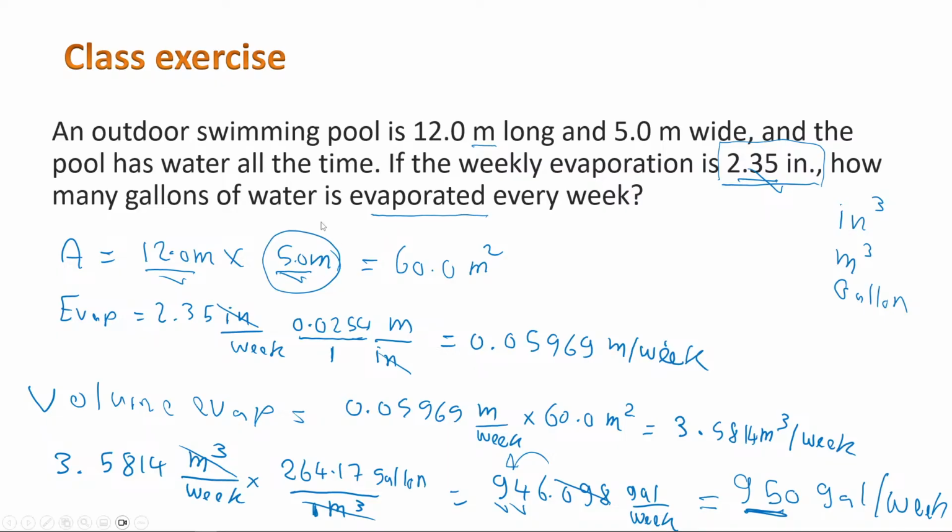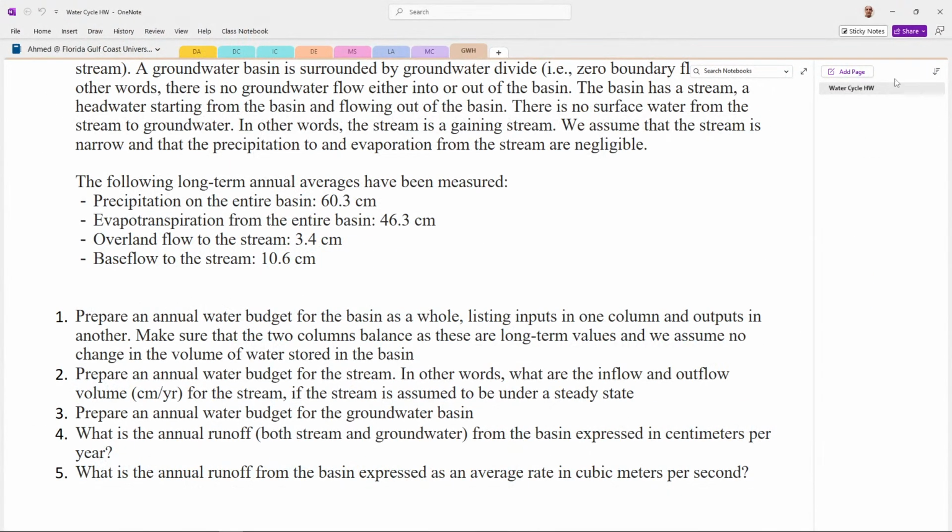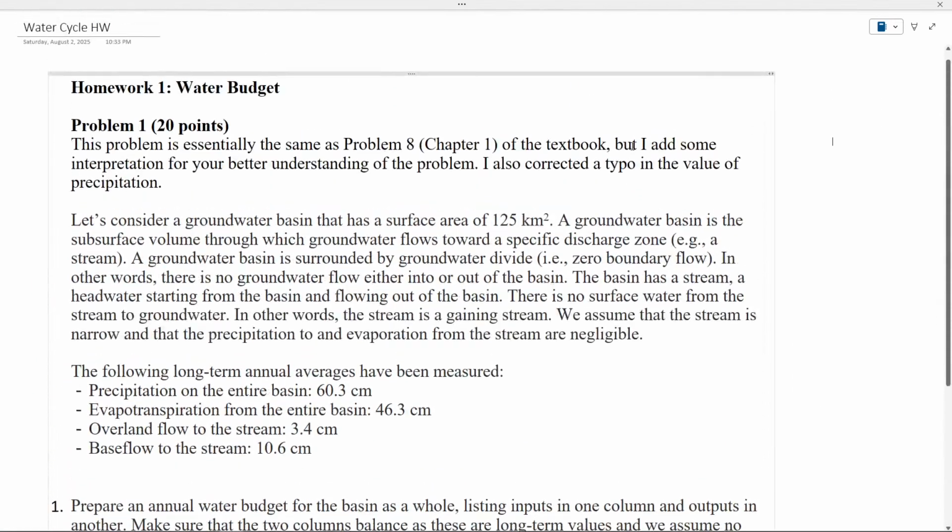Okay, so this is basically some exercise. Now let's look at your homework. Let's look here at your homework, and let's try to solve this homework together. I'll just give you some hints on how to think about it and how to solve this homework. So let's apply what we learned.